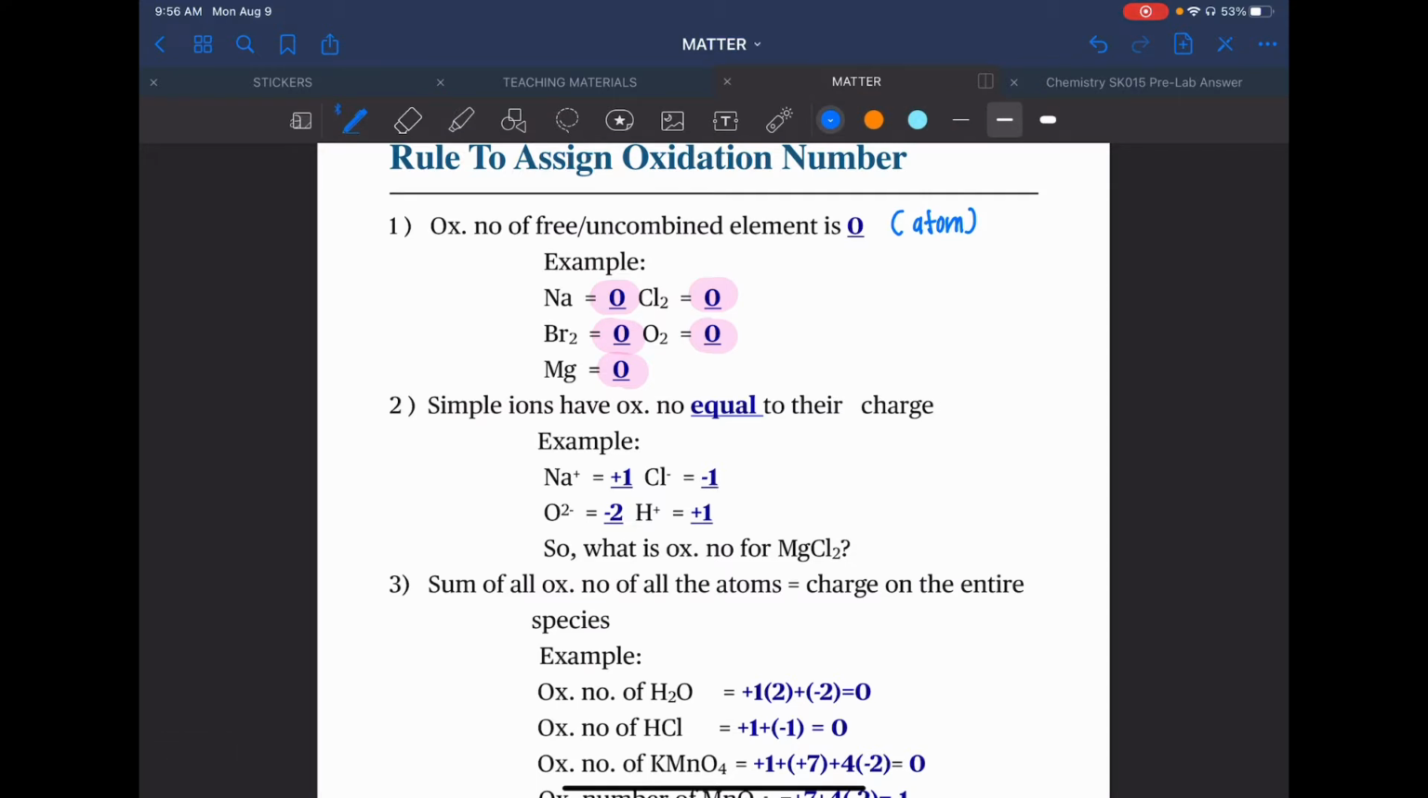Next, simple ion has oxidation number equal to its charge. For example, Na+. The charge is positive 1, meaning that oxidation number dia positive 1. Cl minus, because of the charge, the oxidation number is negative 1. O2 minus, since the charge is negative 2, oxidation number dia negative 2. H plus, the oxidation number is positive 1. So untuk ion, oxidation number bersamaan dengan dia punya charge.